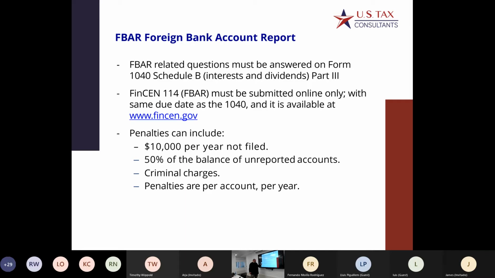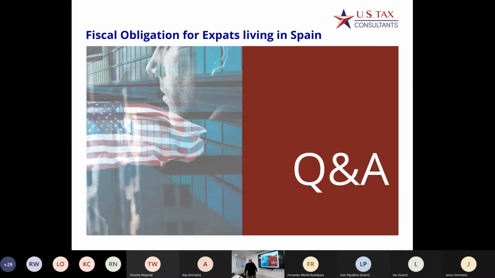Okay, penalties, as usual, are very high. It's 10,000 for each account you have not reported, or 50% of the balances of unreported accounts, and then they have criminal charges and penalties per account and per year. So that's typical from the IRS.